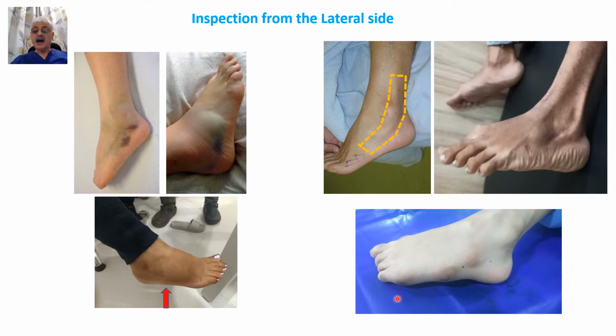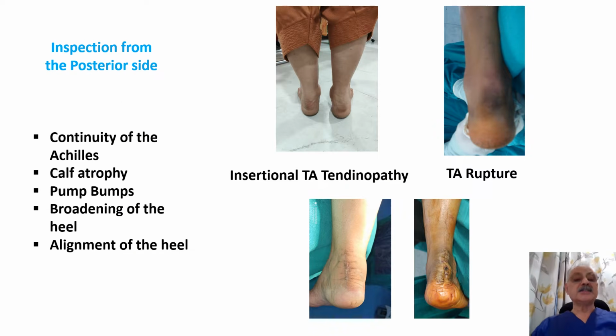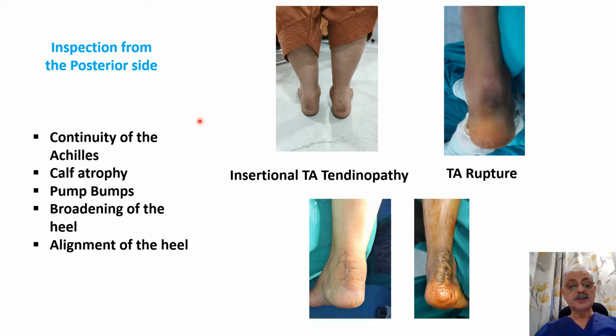And then I pay my attention to the lateral border, and you see a callosity here which is suggestive of a lateral overload in this patient. While examining the patient from the posterior side, I divert my attention towards the pathologies of the tendo Achilles. In this patient, if you see, there is a broadening of the heel and the pump bumps, which are suggestive of insertional tendinopathy.